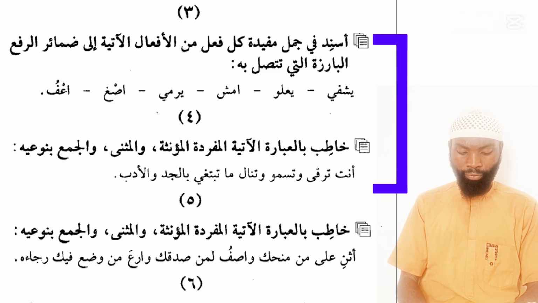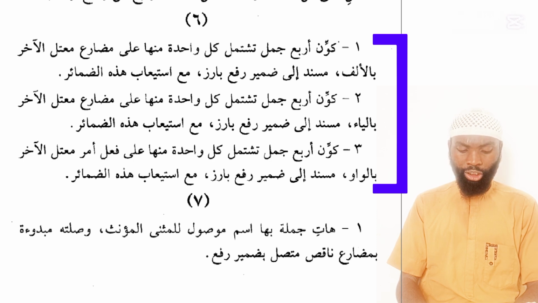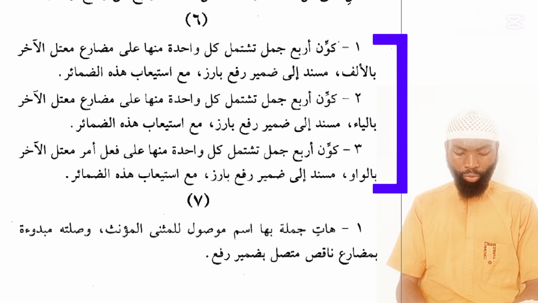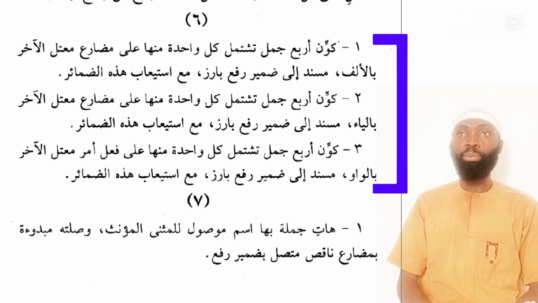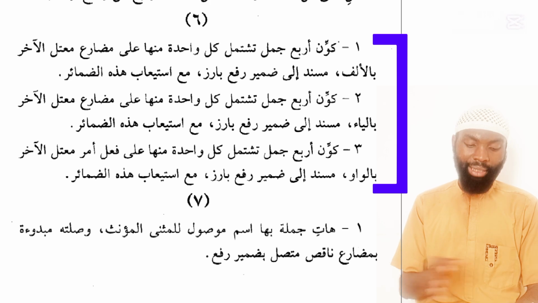Tamrin khamis, number 5. Kawwin arba' jumal, you have to form 4 sentences, each of them containing a present tense verb which has a sick letter at the end, and the sick letter should be alif, attributed to a visible raf' pronoun, covering all of these pronouns. This present tense verb should be attributed to all of the pronouns that we can attach them to.